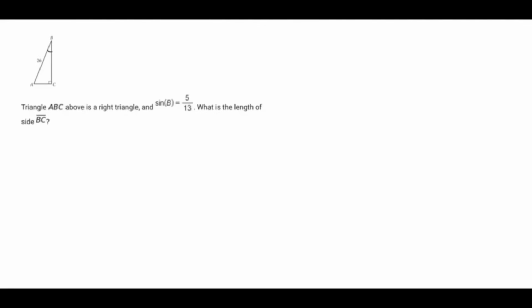We know SOHCAHTOA, which is so sine represents opposite over hypotenuse. And so the opposite side would be a side length of 5. However, the interesting thing here is that it says the hypotenuse is a length of 13 when it's clearly marked 26 on our diagram for side AB. So what is happening here?